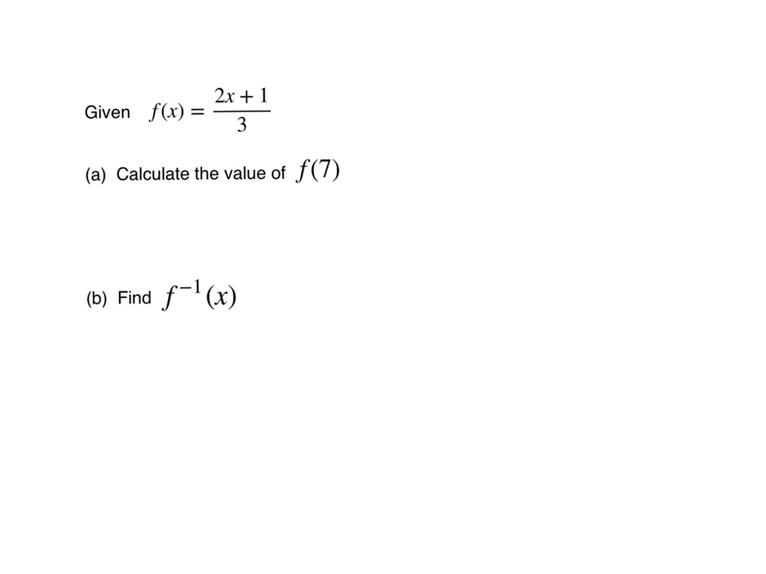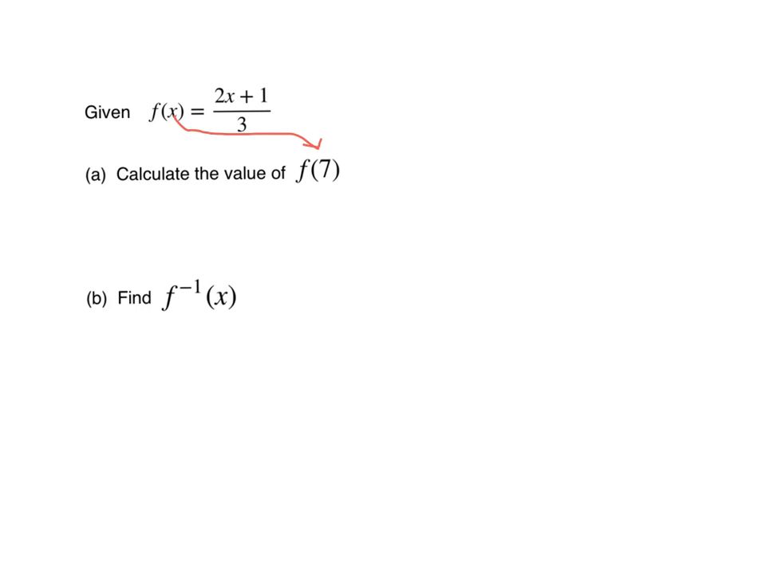Given f of x is (2x plus 1) over 3, calculate the value of f of 7. So notice how the x has changed to a 7. So that's exactly what we're going to do with the equation. We're going to change or substitute 7 in where the x's are.